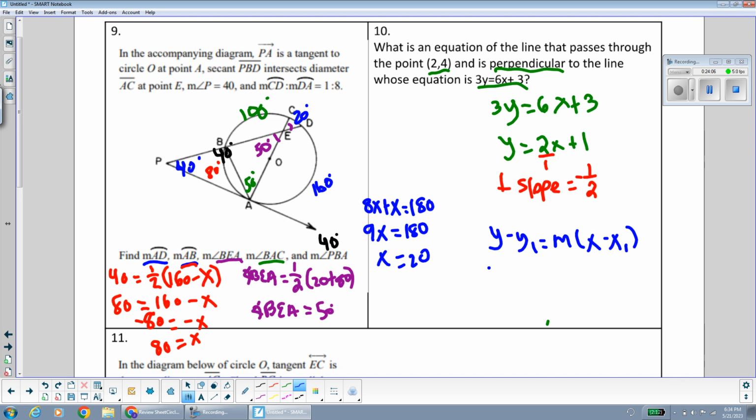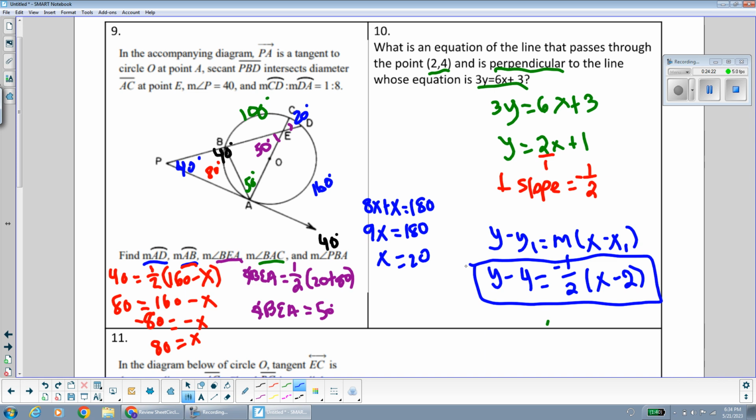And into y1, I'm just going to plug the y coordinate of our points. Our perpendicular slope that we're using is negative 1/2. And into x1, I'm going to plug the x coordinate of our point, which is 2. And you can just leave it like this. It is a short answer question. There is no need to solve for y.